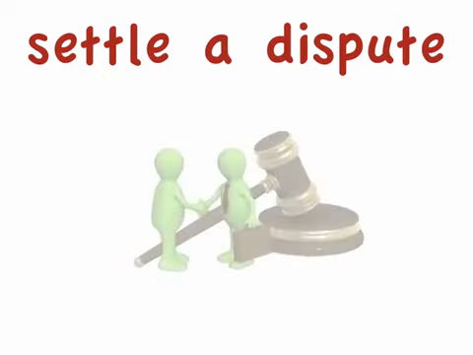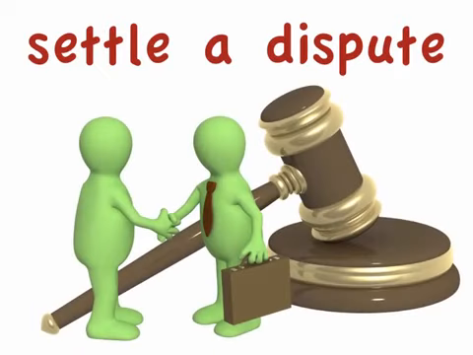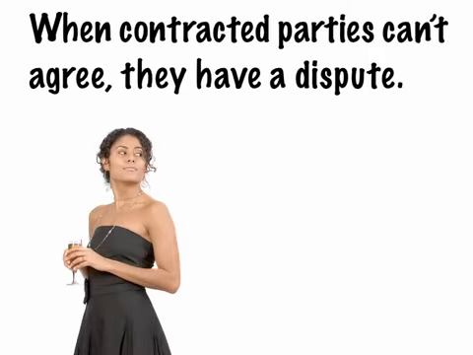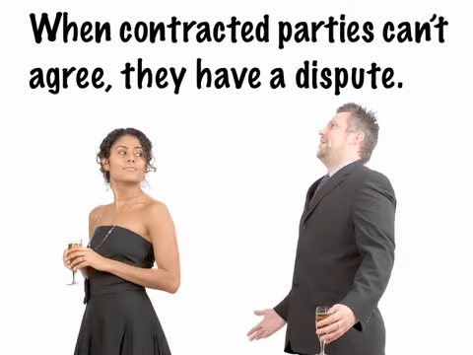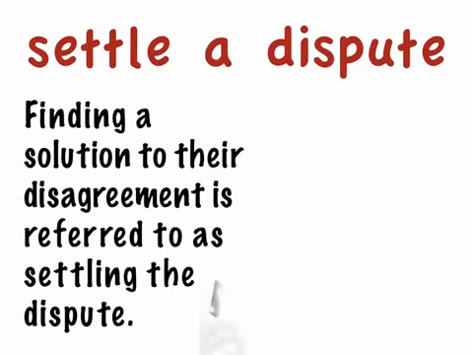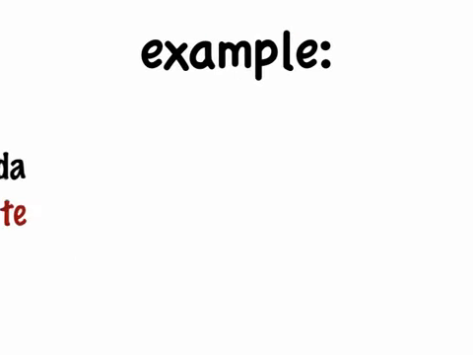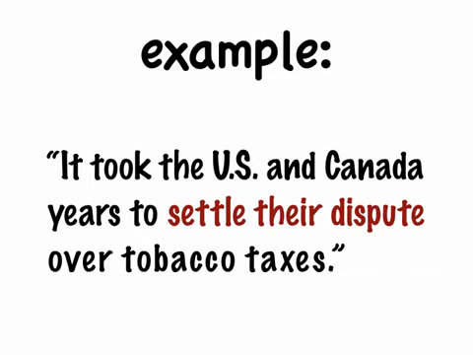To settle a dispute. When contracted parties can't agree, they have a dispute. Finding a solution to their disagreement is referred to as settling the dispute, which they may do in or out of court. It took the U.S. and Canada years to settle their dispute over tobacco taxes.